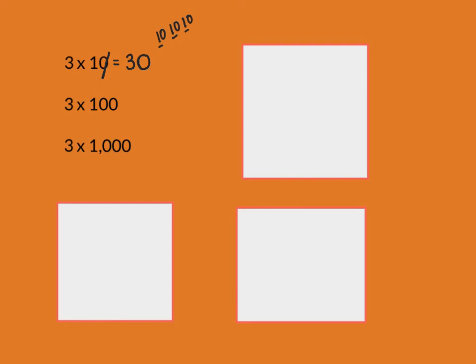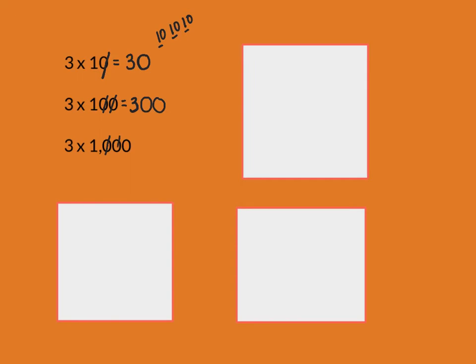I can do the same thing with a slightly larger number. I'm going to take away my zeros. Once again, I'm going to multiply 3 times 1, which is 3. This time I took away 2 zeros, so I need to add my 2 zeros back. 3 times 100 is 300.